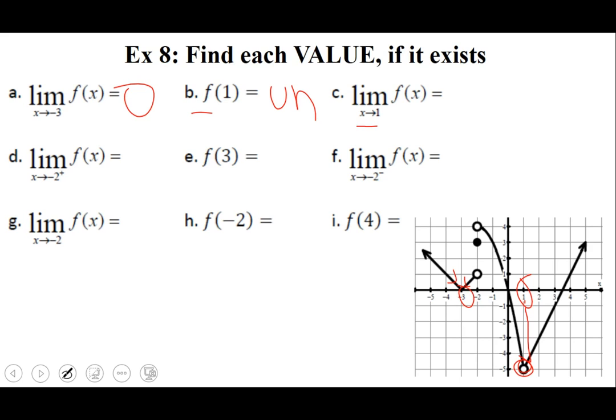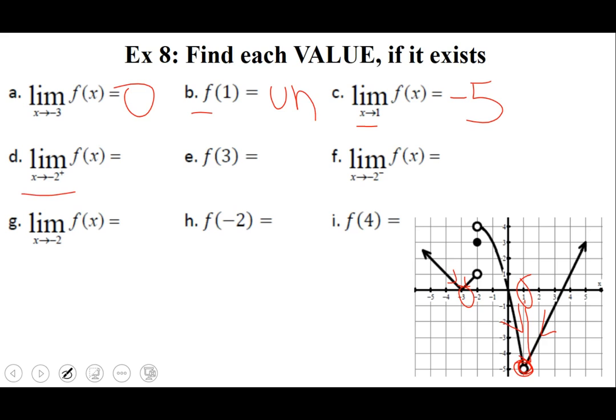Compare that to C, where they ask you for the limit at 1. Even though there is no actual y value that exists at 1, when you approach from the left and when you approach from the right, both of your fingers would be approaching the same y value of -5. So the limit can exist even if the actual function is undefined. That happens all the time.